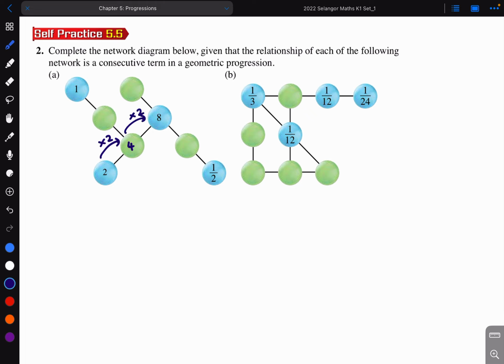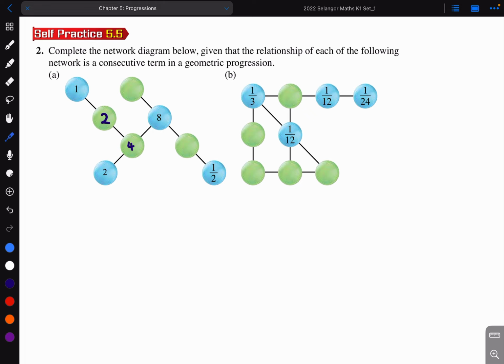Then we can check ready lah. Okay. Here 1 times 2 becomes 2, 2 times 2 become 4. So times 2 we get 2, this one times 2 we get 4, settle.